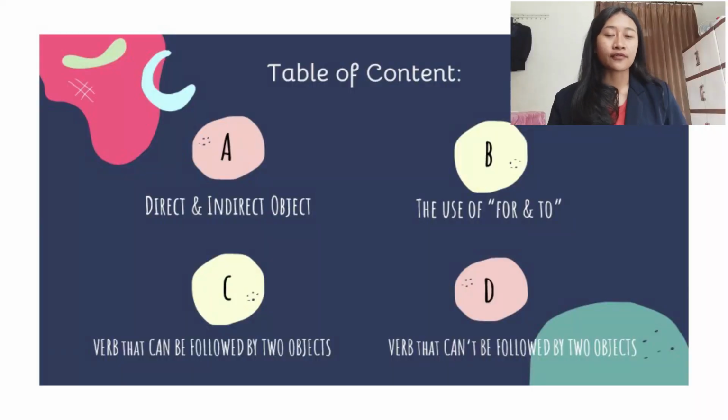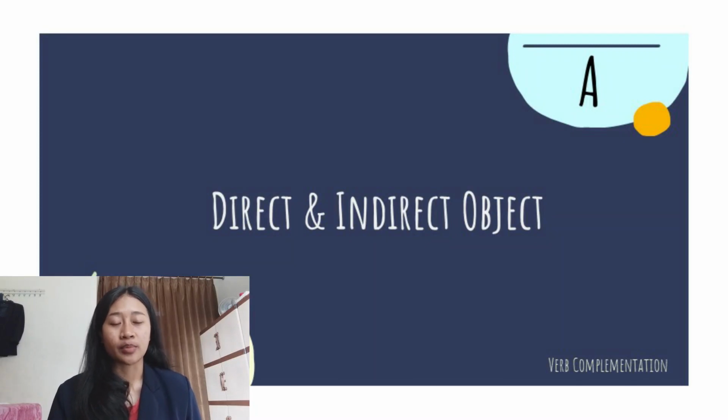So in this video we are going to explain four topics. The first one is the direct and the indirect object. The second one is the use of for and to. The third one is the verbs that can be followed by two objects. And the last one is the verbs that can't be followed by two objects. So let's begin with the first topic. It is about the direct and the indirect objects.